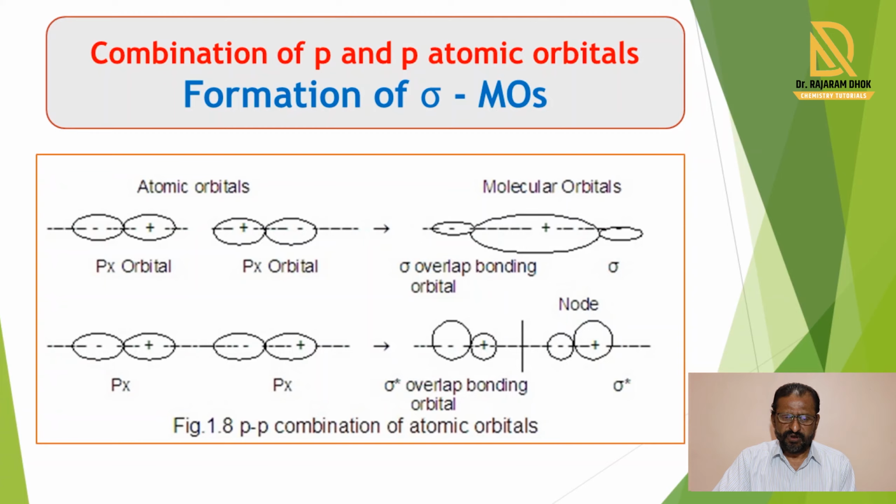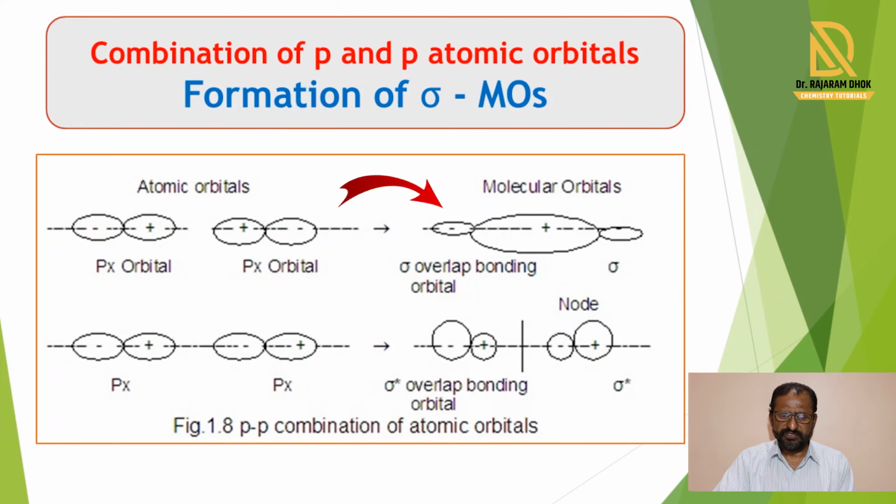So sigma molecular orbital is formed by combination of p and p atomic orbitals which have the same phase, or which are in the axial positions. For that purpose, we consider that px orbitals are in the axial positions. So we take the two px orbitals, first atom's px orbital and second atom's px orbital. When its wave functions are the same, then at that time there is combination of those atomic orbitals and they form the molecular orbitals, and that is shown in this diagram.